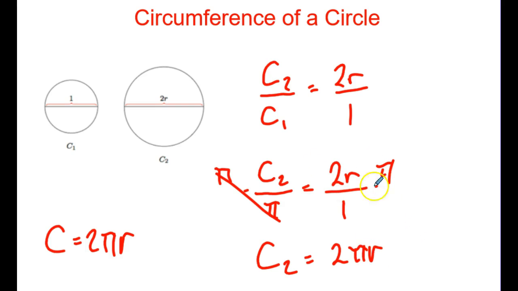All I did was rearrange these terms. Going back over this, since all circles are similar, we created a circle with radius r, and the whole diameter is 2 times the radius. That's where this 2r comes from. Go through the proportion, solve it, and isolate C2, and you can see where the formula for the circumference of a circle arises.